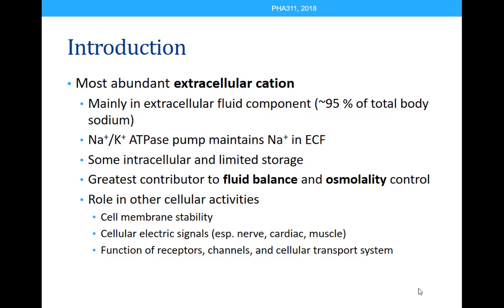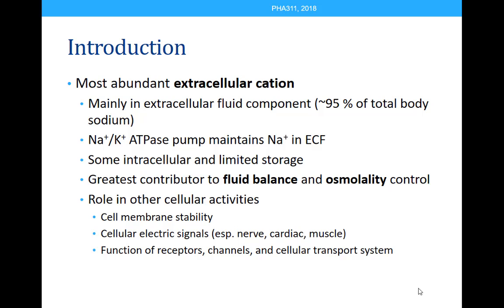Sodium is the most abundant extracellular cation, all right. Very small amounts are present inside the cell. There is no storage of sodium. There are no sodium stores in our body. So, every day we take sodium in our diet, and every day we get rid of some sodium. Okay. It is the greatest contributor to fluid balance and osmolality.